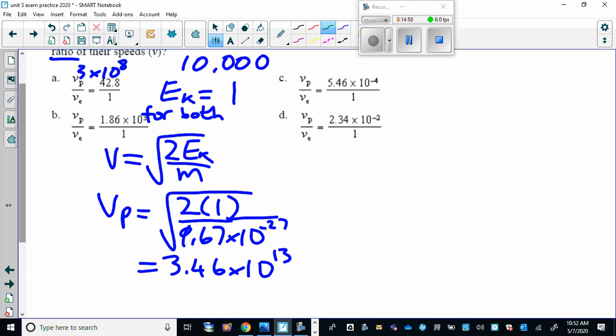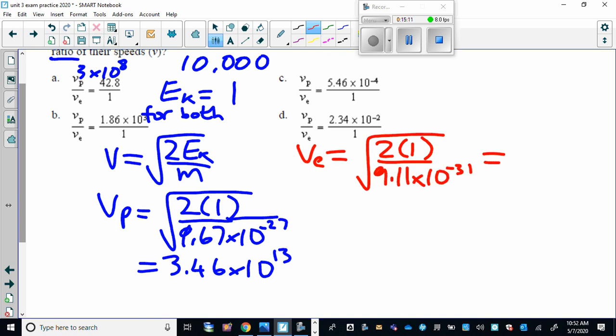Then we do the velocity of the electron. And again, the kinetic energy is 1, and this is 9.11 times 10 to the negative 31. And if we stick that into our calculator, we get a value of 1.48 times 10 to the 15, which makes sense because we already reasoned that the electron must have a significantly higher velocity than the proton for them to have the same kinetic energies, because the electron is significantly lighter or has less mass.